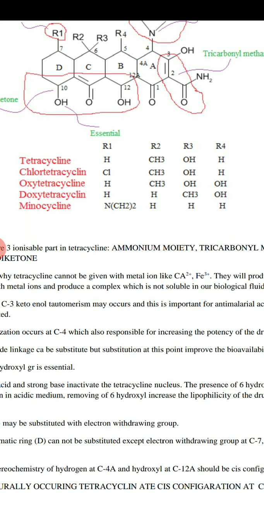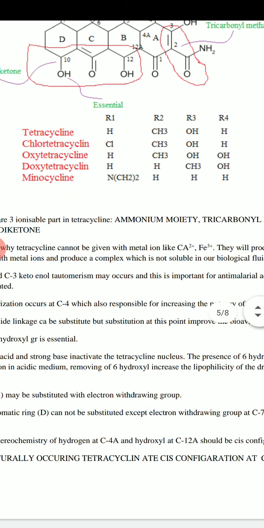Removing this 6 hydroxy increases the lipophilicity of the drug as well as the stability of the drug. The C7, that is R1, is substituted with an electron withdrawing group, that is amine or any halogen. The aromatic ring D cannot be substituted except with an electron withdrawing group at C7, otherwise there is complete loss of activity. So we have to keep this ring D intact.